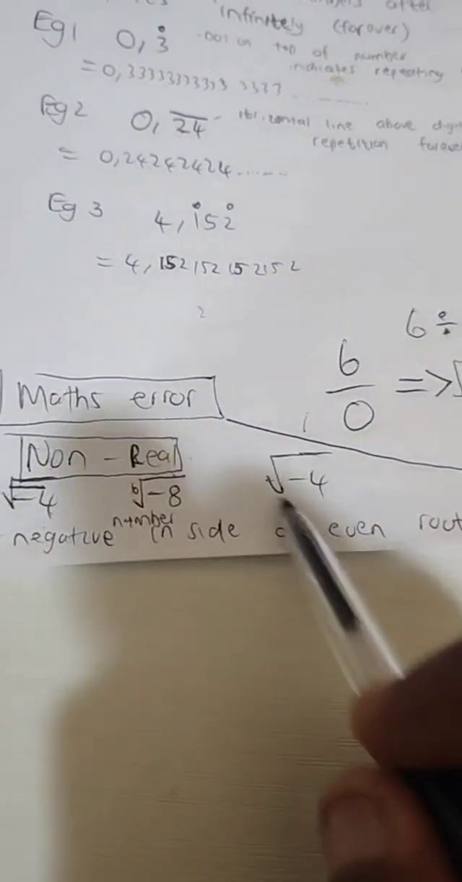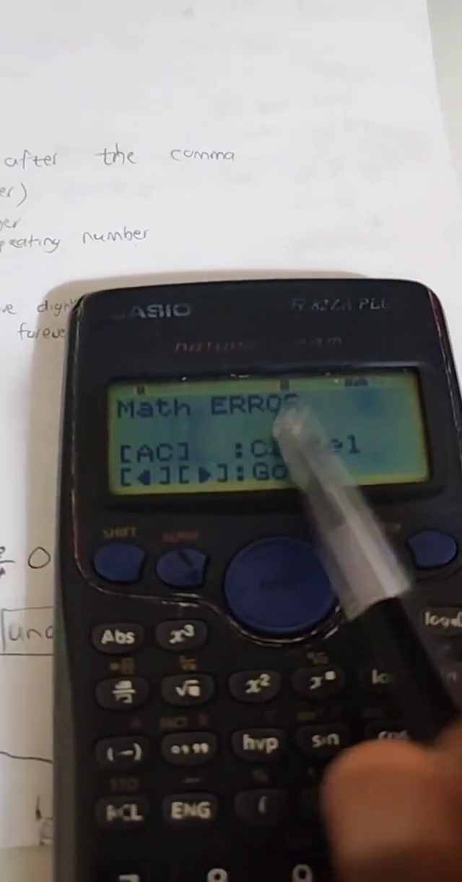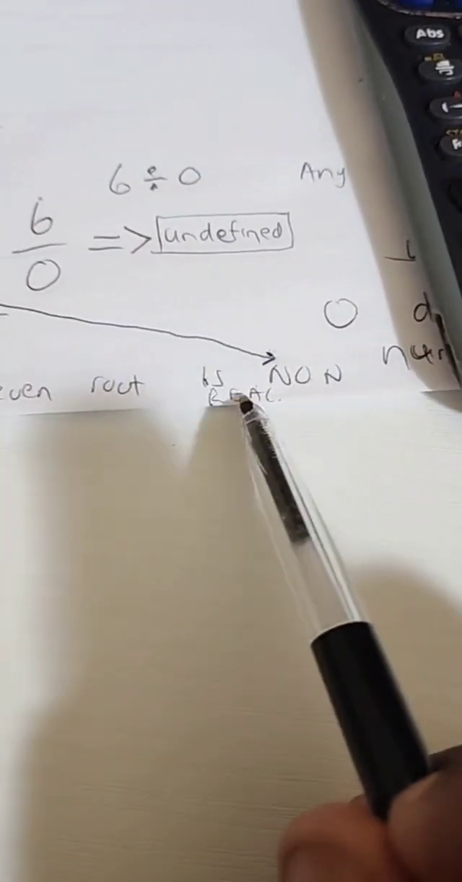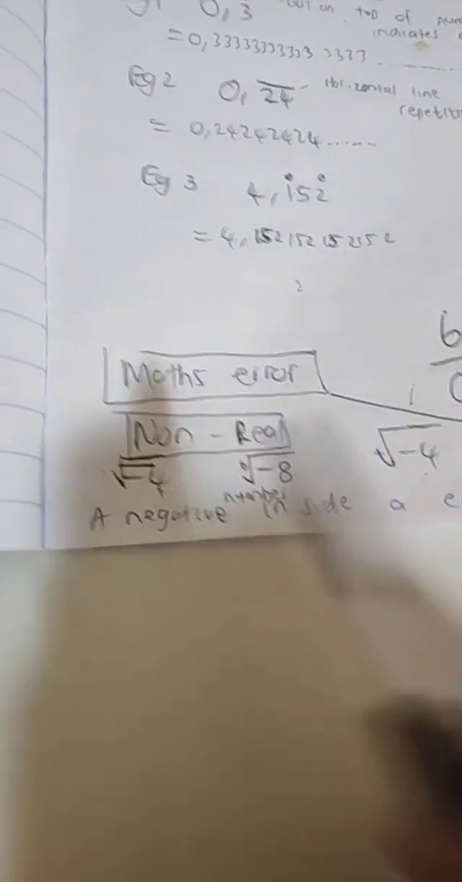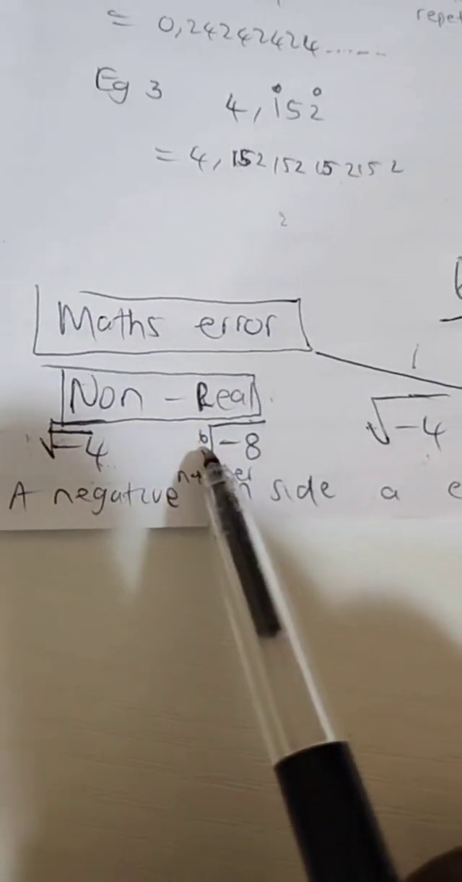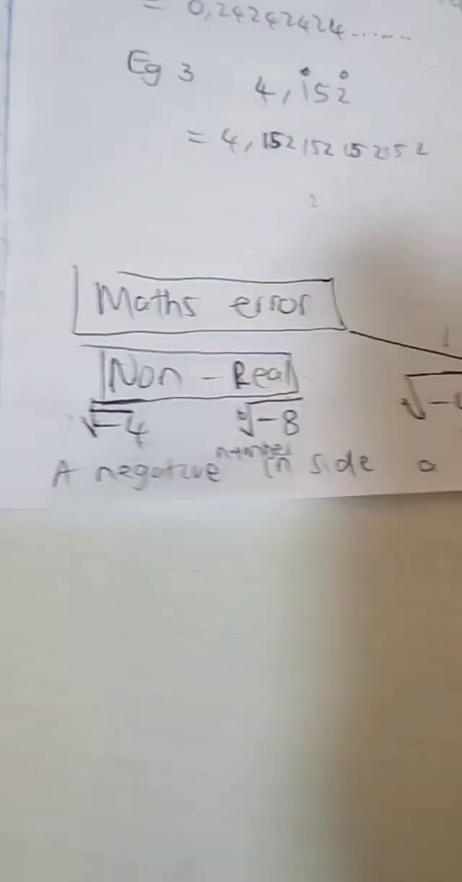So the square root of -4. This is an even root with a negative number inside. When you punch it in your calculator, you get maths error. This maths error does not mean undefined. It means non-real. Okay, let's check. Here's another even root, the 6th root of -8.